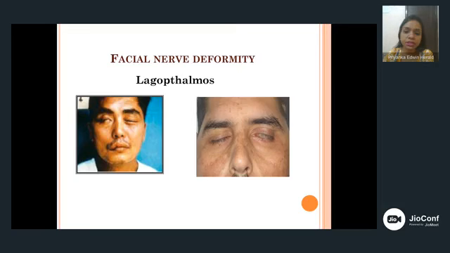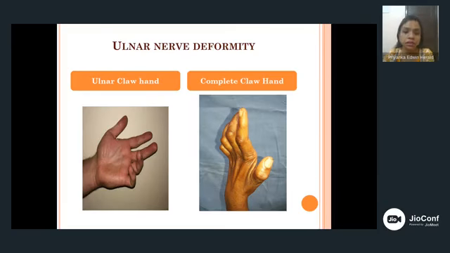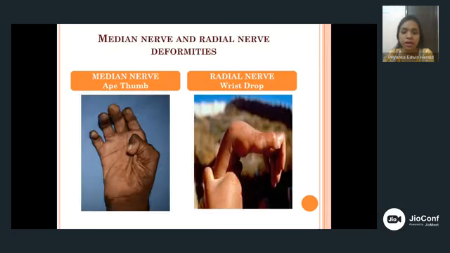Facial nerve deformity. See, the patient is not able to close his eyes properly. There is a gap, and this deformity or disability is called lagophthalmos. See, ulnar nerve deformity. If only the ulnar nerve is affected, there will be ulnar claw hand, and if both median and ulnar nerves are affected, there will be complete claw hand.